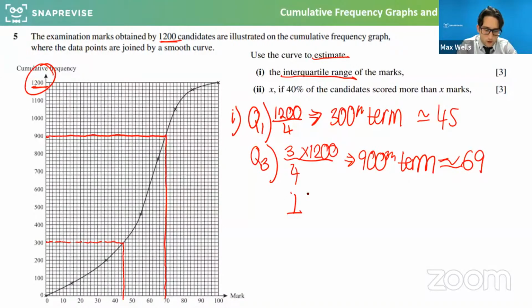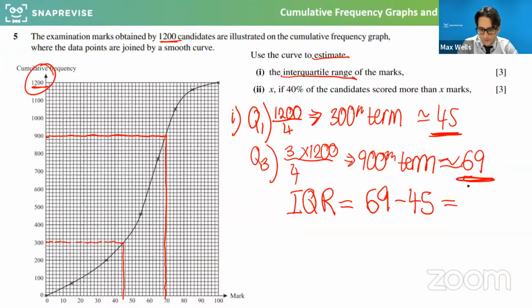And then the IQR, the interquartile range, the actual answer to this question, the difference between that and that would be 24. So that's the interquartile range. That's how much spread there is between the middle 50% of the data. So that's what we found. We found the interquartile range.